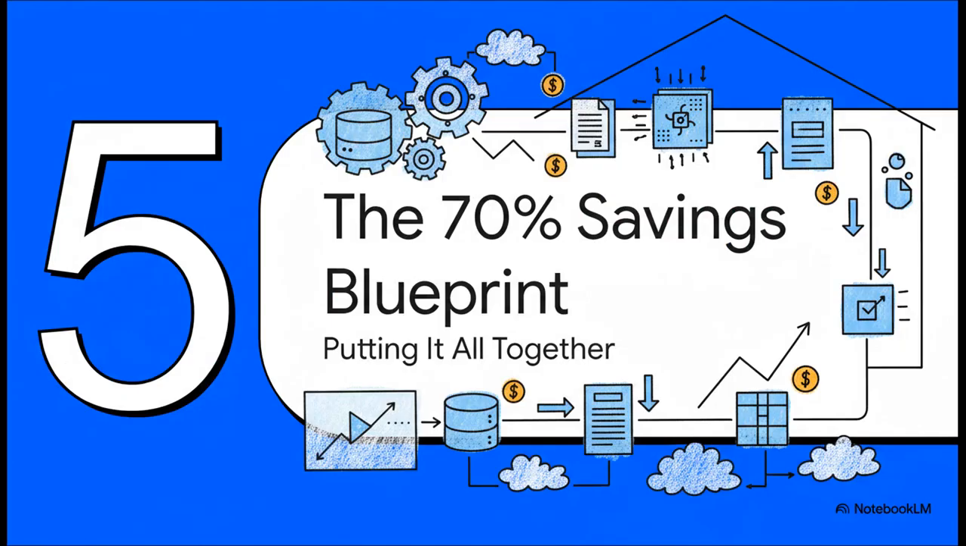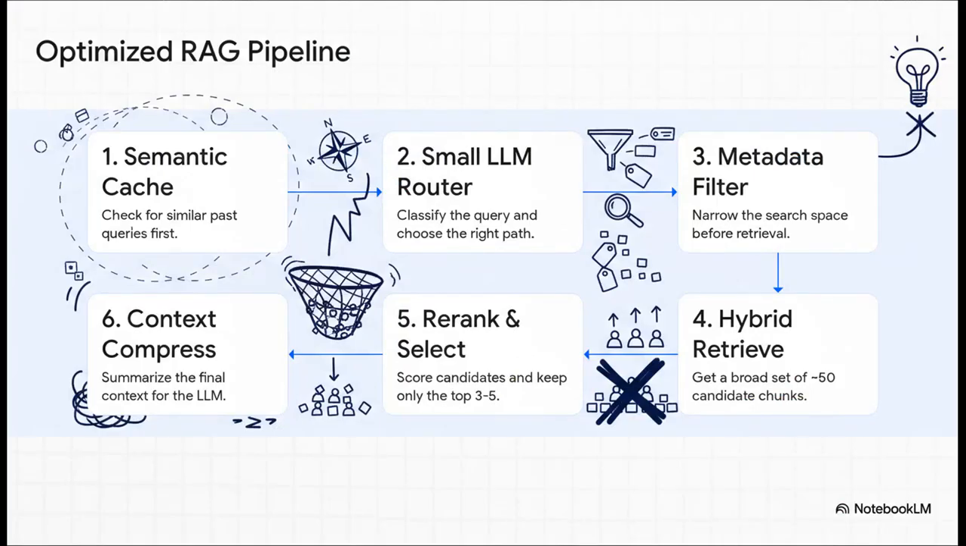All right, so let's put all of these pieces together. Let's take a look at the full architecture that combines all of these techniques into one single, highly cost-optimized RAG pipeline. And here it is, the full blueprint. A query comes in, and first we check the cache. Is there anything there? No? Okay, it goes to our smart router.